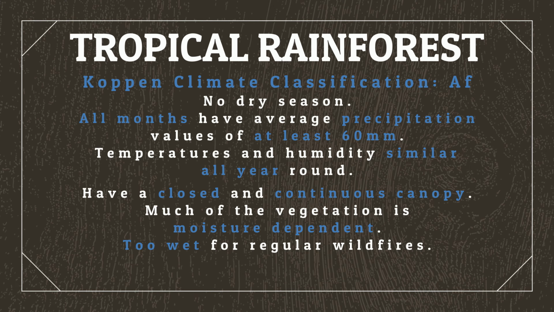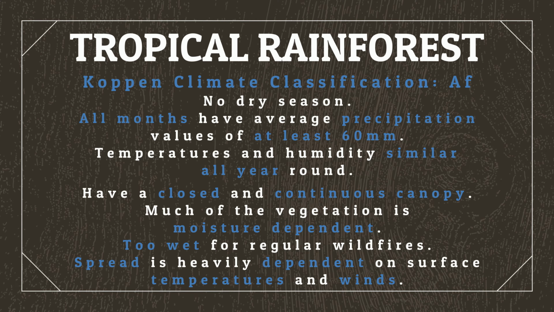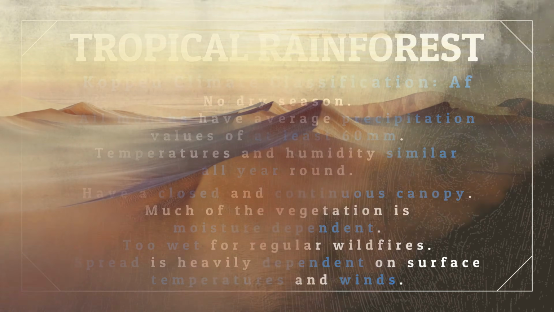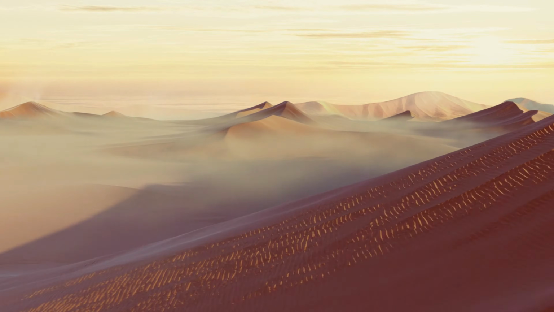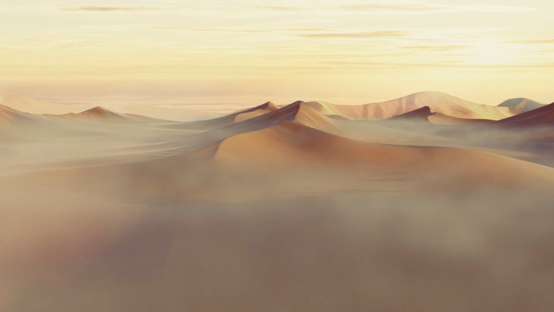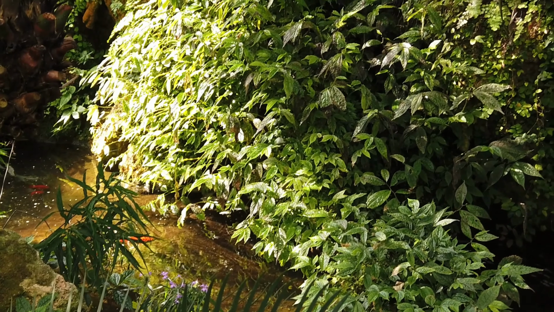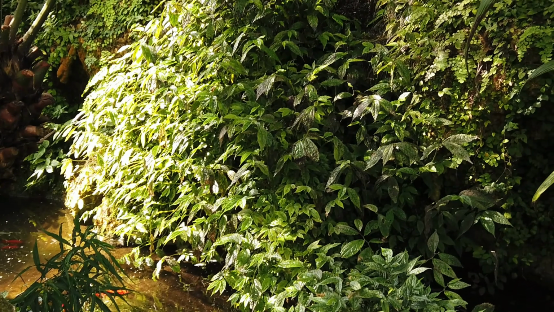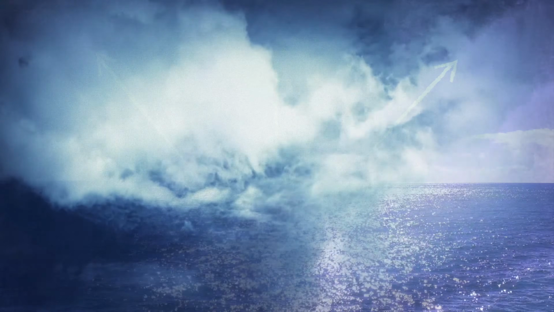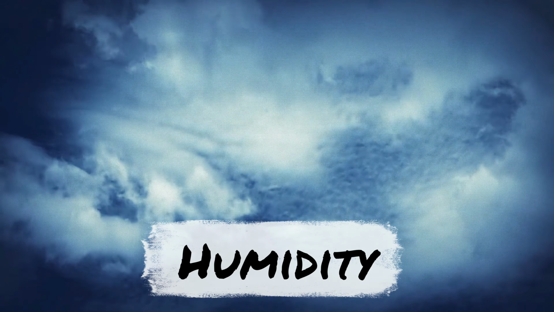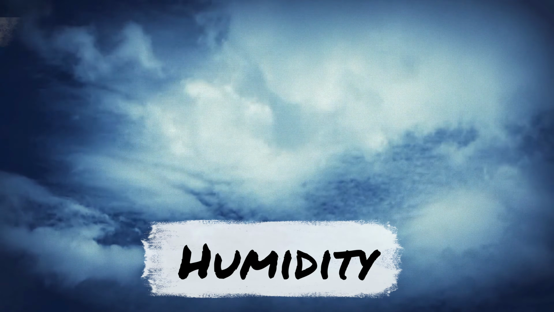On Earth-like planets, tropical rainforest spread is heavily dependent on surface temperatures and winds. When people think of the equator, they usually think of hot deserts. But providing the temperature doesn't get too hot, then the equator is actually dominated by lush tropical rainforests. As evaporation from the oceans occurs, the water vapor in the atmosphere increases, which is called humidity. It is this humidity that rainforests thrive in.